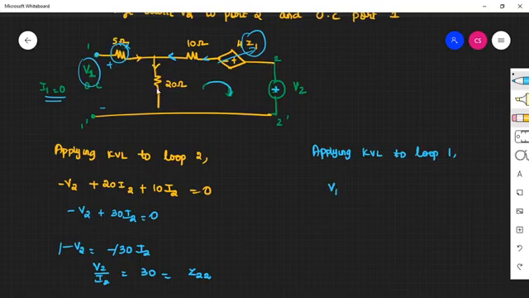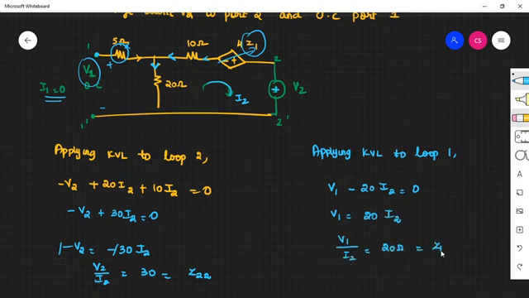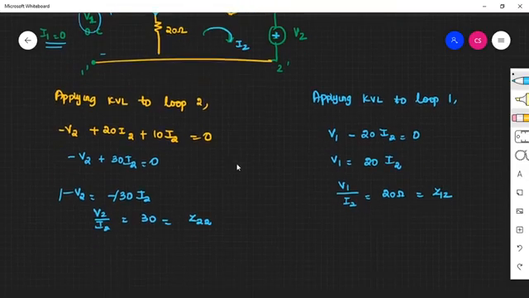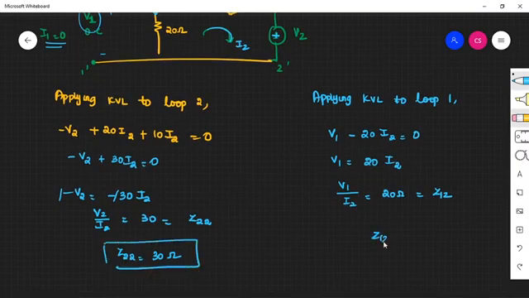But across 20 ohm resistor, there will be a voltage. So it will be minus 20 into I2 is equal to 0. I1 is 0 actually. So across 20 ohm resistor, only this current I2 will exist. There is no current I1 because it is open circuit. So we will be getting V1 is equal to 20 I2, or V1 by I2 is equal to 20 ohm. And this is nothing but the value of Z12. So therefore, we are getting Z22 is equal to 30 ohm and Z12 is equal to 20 ohm.